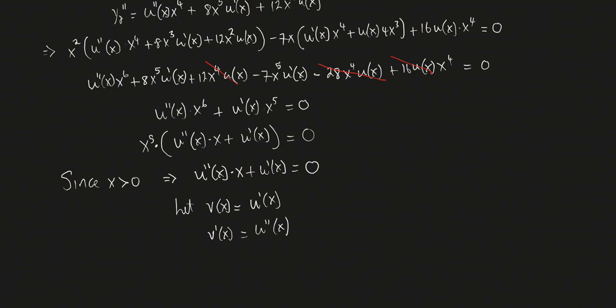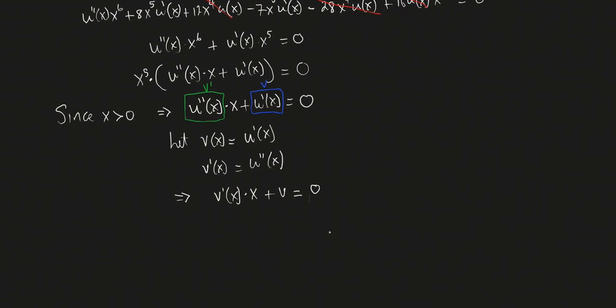Because look at what I'll be able to do. I will be able to replace this with a new, essentially, function that doesn't have a derivative in there. So this is going to be my v. And then I can replace u double prime with v prime, and of course I'm not changing the independent variable, so I'll still have an x there. So the equation looks like v prime of x times x plus v is equal to 0, right?